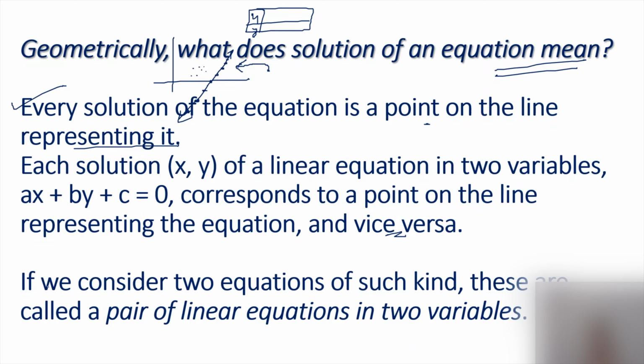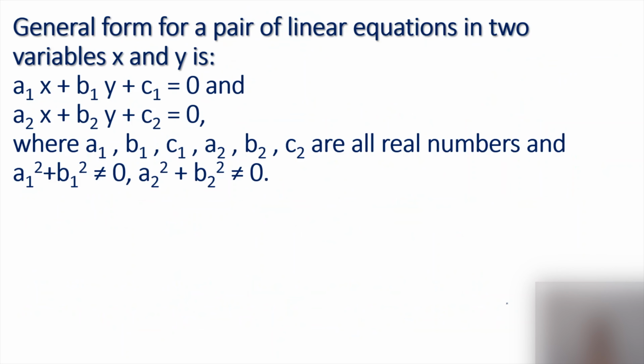And now, if we consider two such linear equations, then this pair is called a pair of linear equations in two variables. Next is the general form of the pair of linear equations in two variables x and y. As we have two equations, earlier a linear equation can be written as ax plus by plus c is equal to 0.